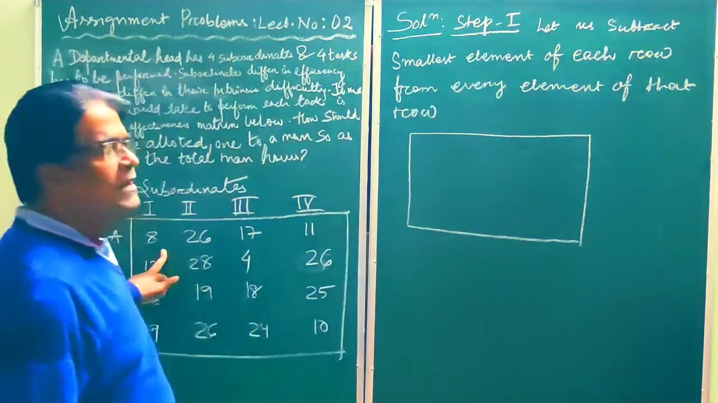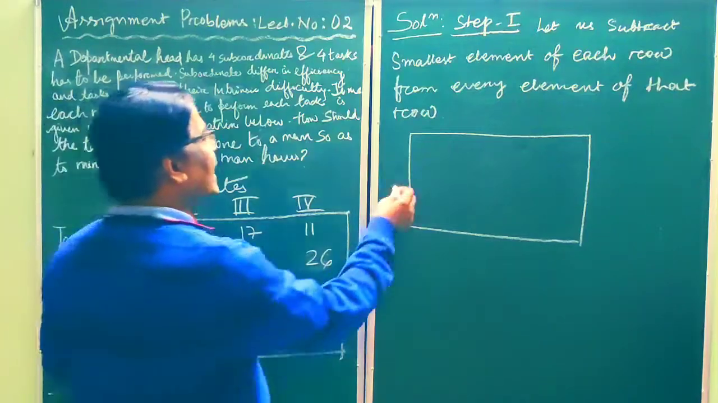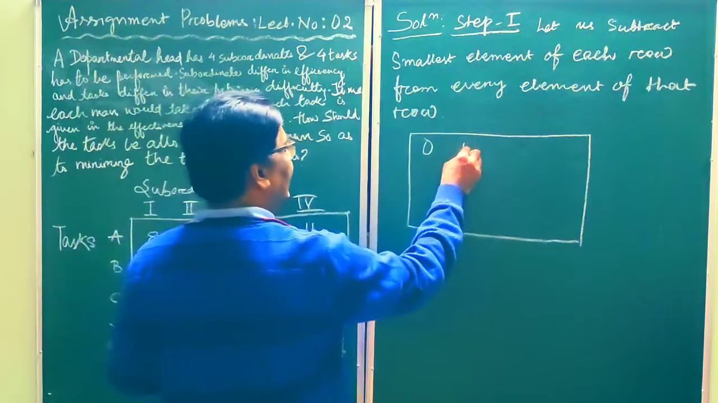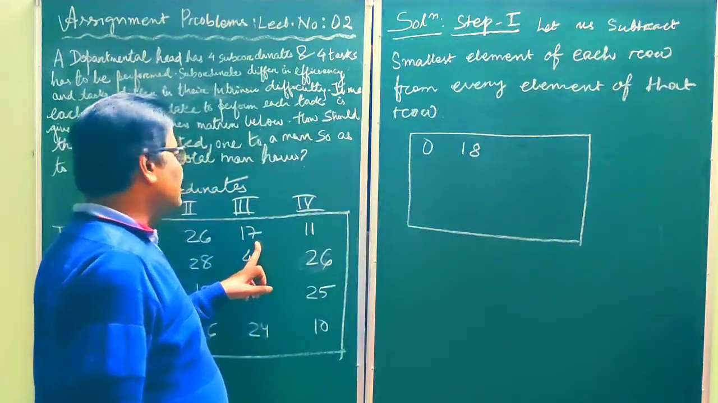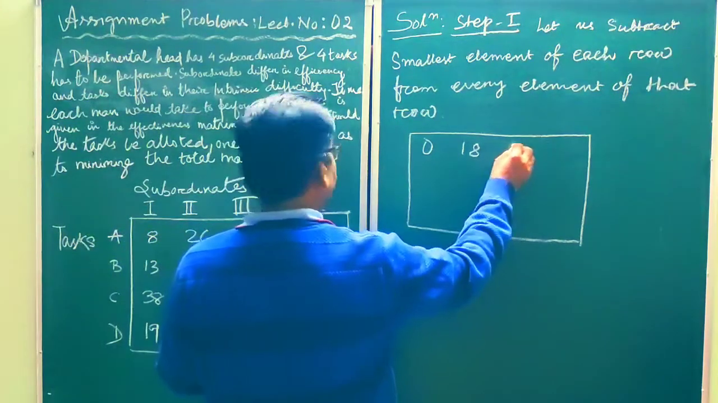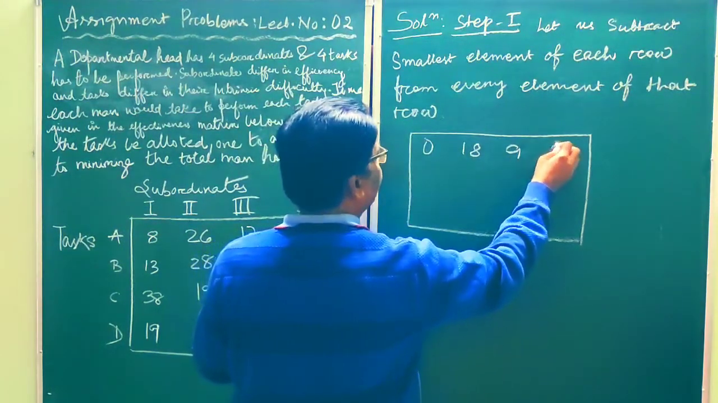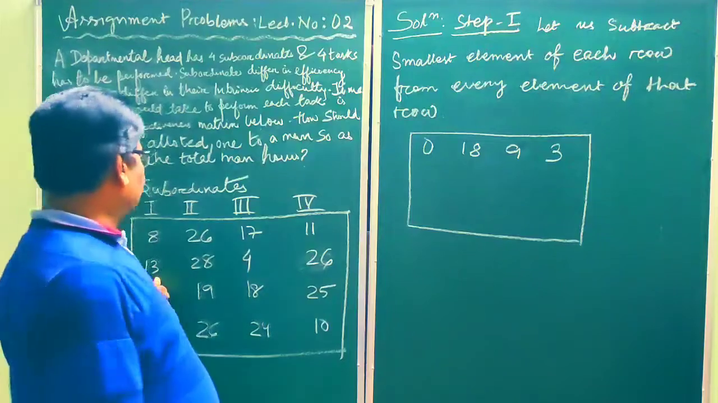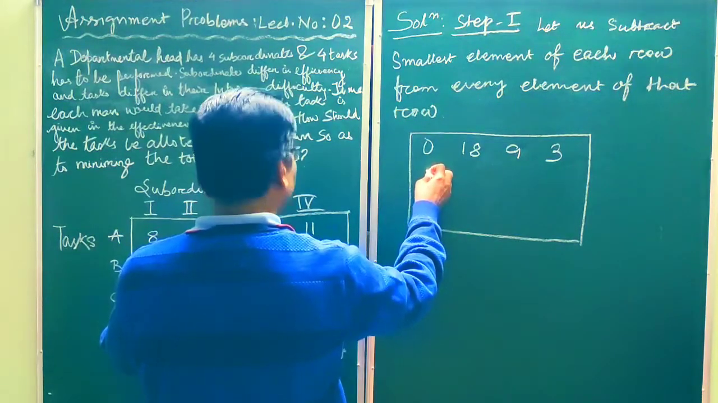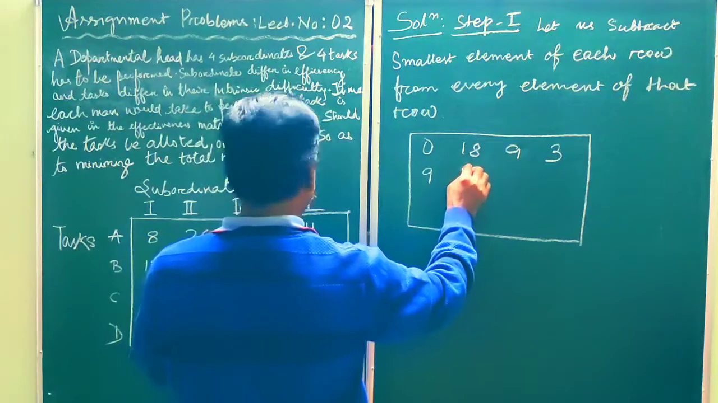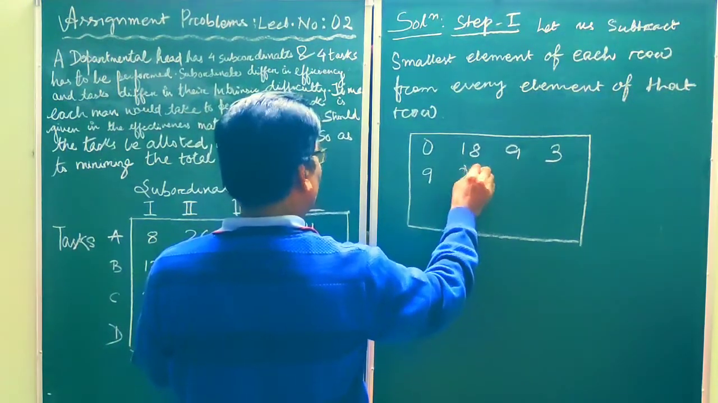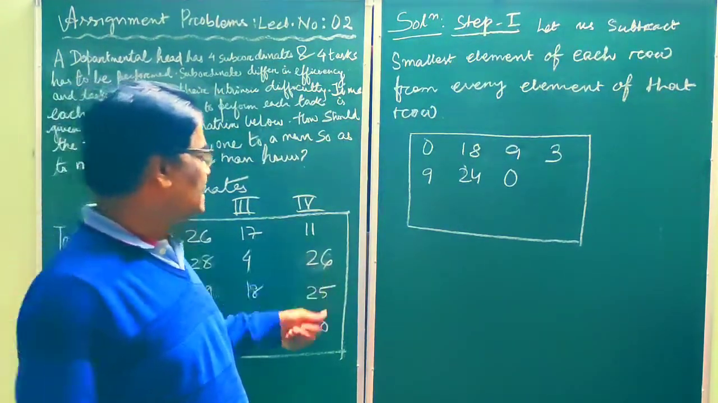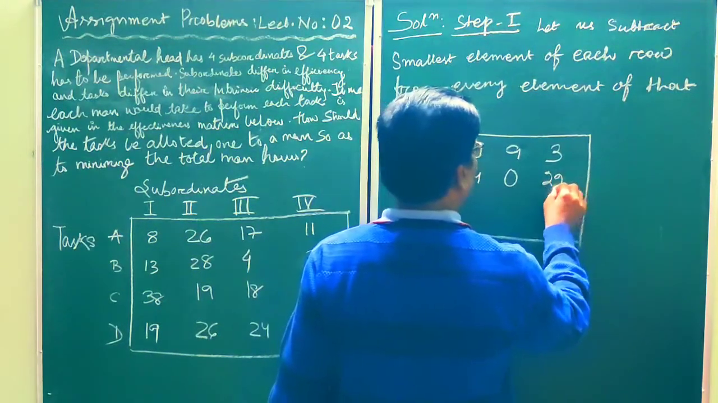Here the minimum element in the first row is 8. So 8 minus 8 is 0. Now 26 minus 8 is 18. 17 minus 8 is 9. Then 11 minus 8 is 3. In the second row we are having 4 as minimum element. 13 minus 4 is 9. 28 minus 4 is 24. And here it is 4 minus 4, 0. 26 minus 4 is 22.